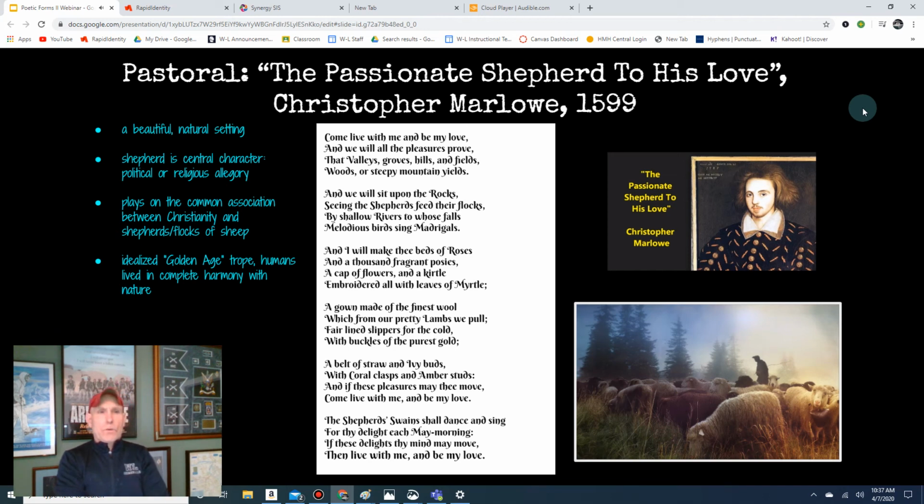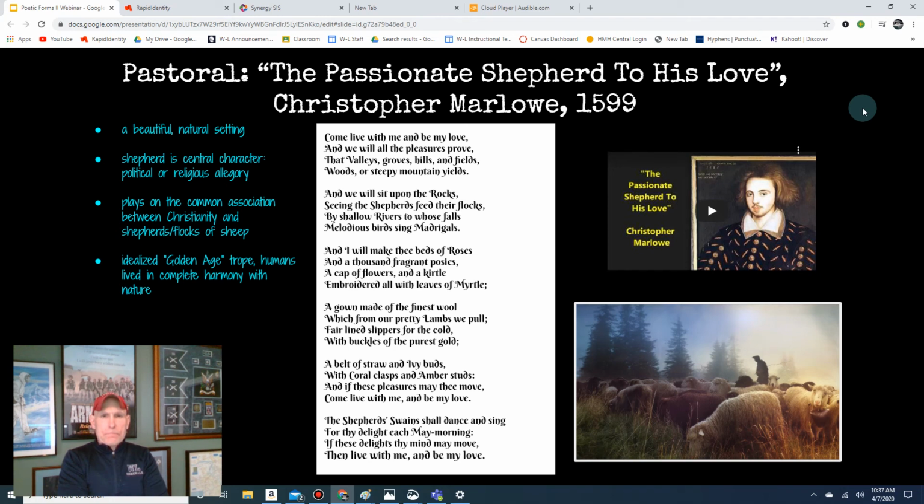So Marlowe's pastoral offers a beautiful, natural setting. And interestingly, the shepherd, as an archetype, appears again and again in pastoral poetry, probably tied to the political or religious function of a shepherd leading the flock from where they are to a better place. Like a political leader leads a nation, or a religious leader leads the faithful.